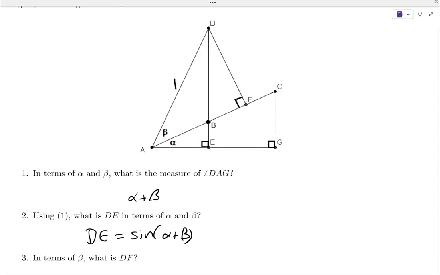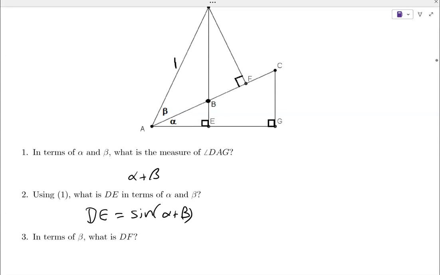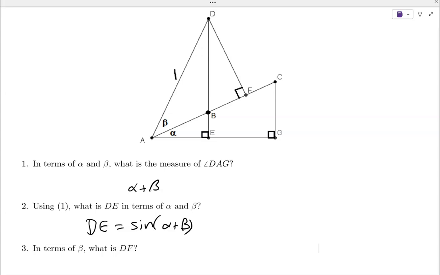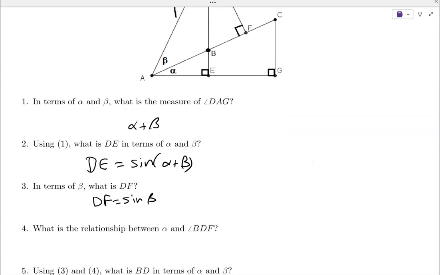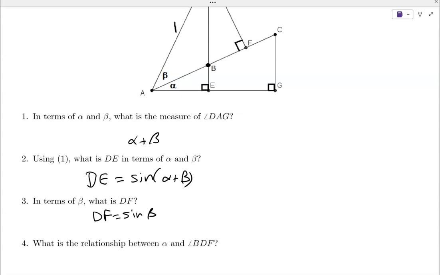Now it says, what is DF in terms of beta? Now, looking at this right triangle, AFD. Here's beta. AF is which side relative to beta? Adjacent, and we have hypotenuse, so we're going to use cosine. Good. I was looking at the AF. DF is the opposite side. Sorry, my bad. AF is the adjacent. DF is the one we want. That's the opposite side, so it'll be sine. Good. My apologies. So DF is sine of beta. I think we had that in the previous part anyway, didn't we? All right, what's next? Well, that's the same question as we had before. What's the relationship between alpha and angle BDF?